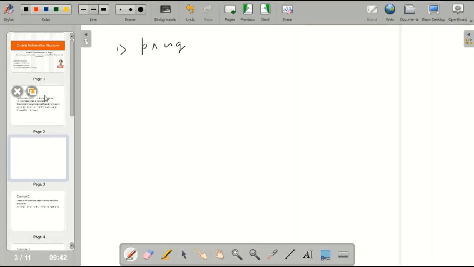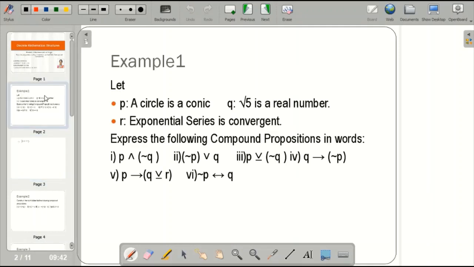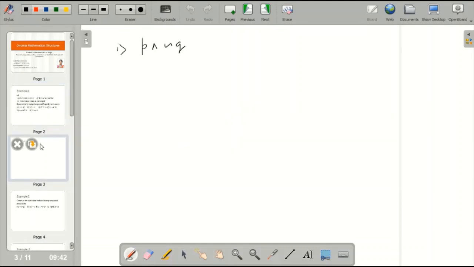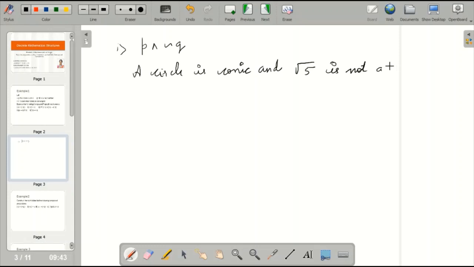So what is the statement? P is as given: a circle is a conic, and Q: root 5 is a real number. So write as it is. P is nothing but a circle is conic, and we have 'and' over there, so write 'and'. What is the definition for Q? Root 5 is a real number, but since negation is over there, it will be: root 5 is not a real number. So 'not' because it is negation Q, and 'and' because of this logical connective.